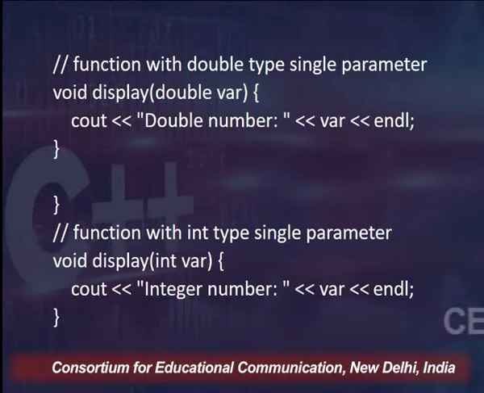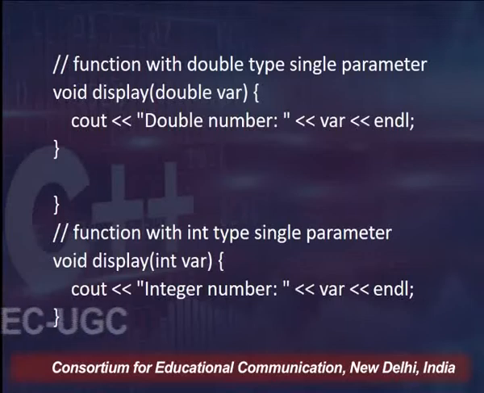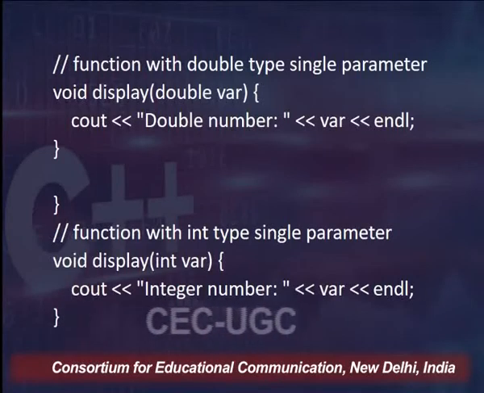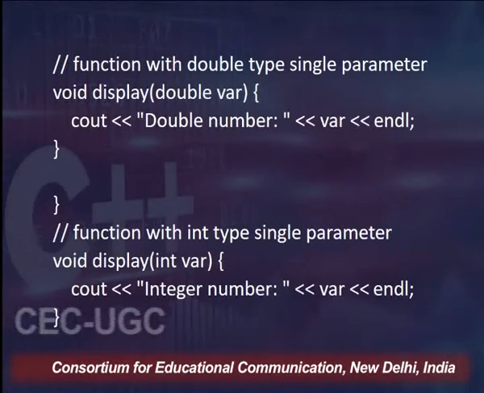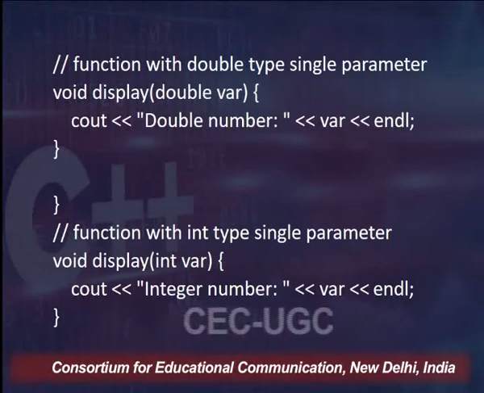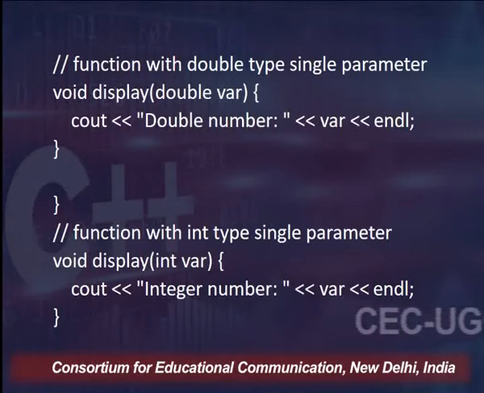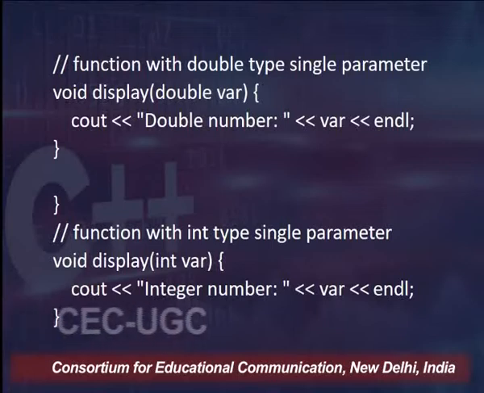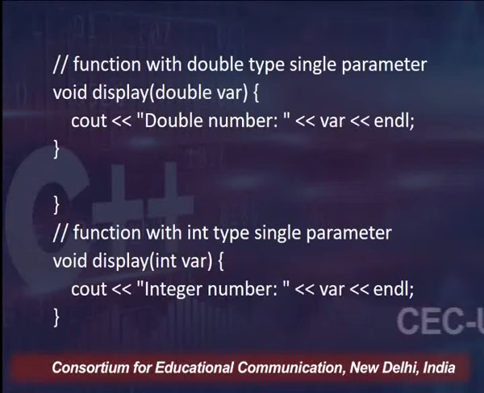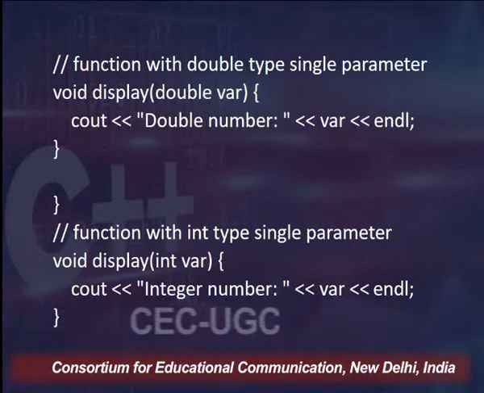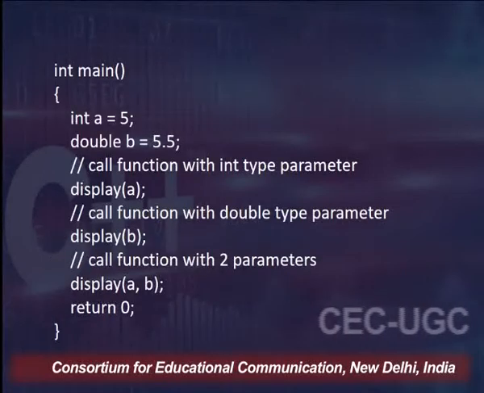So if we consolidate this program up to this point, we have three versions of display. One takes two parameters, an integer and a double. The next overloaded version of the display function takes one variable of type double, and the third overloaded function named display takes only one variable of type integer. So basically we have seen three overloaded versions of display till this point.